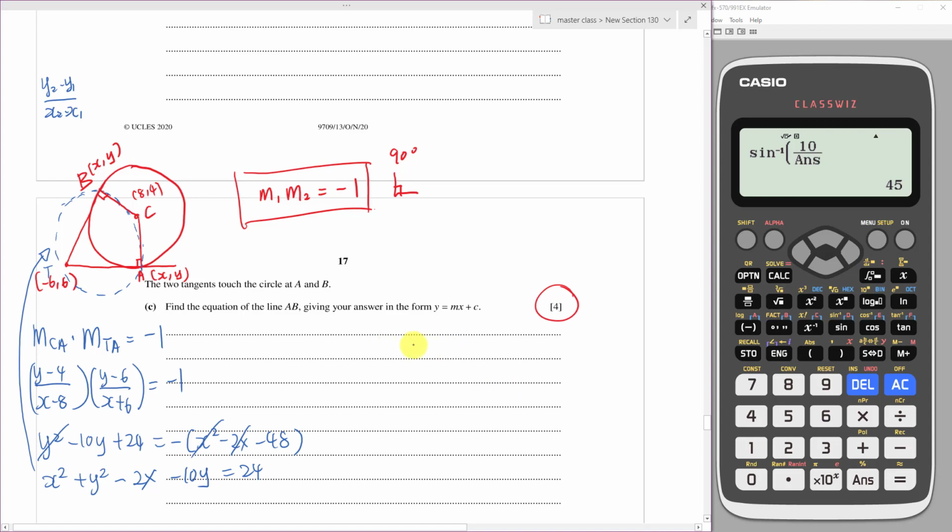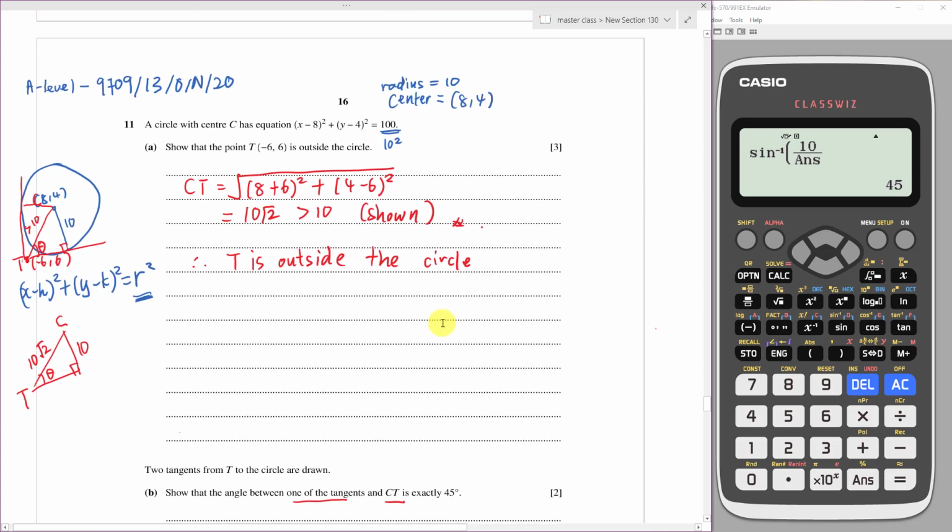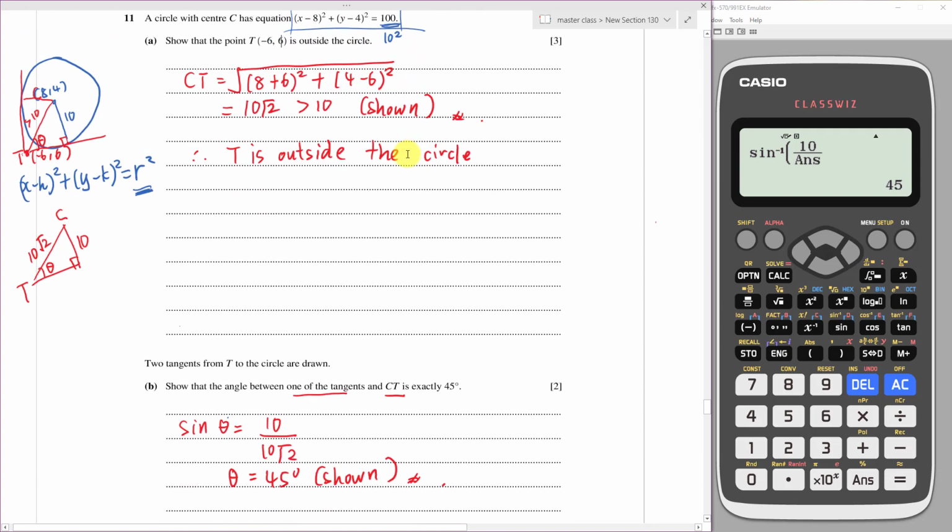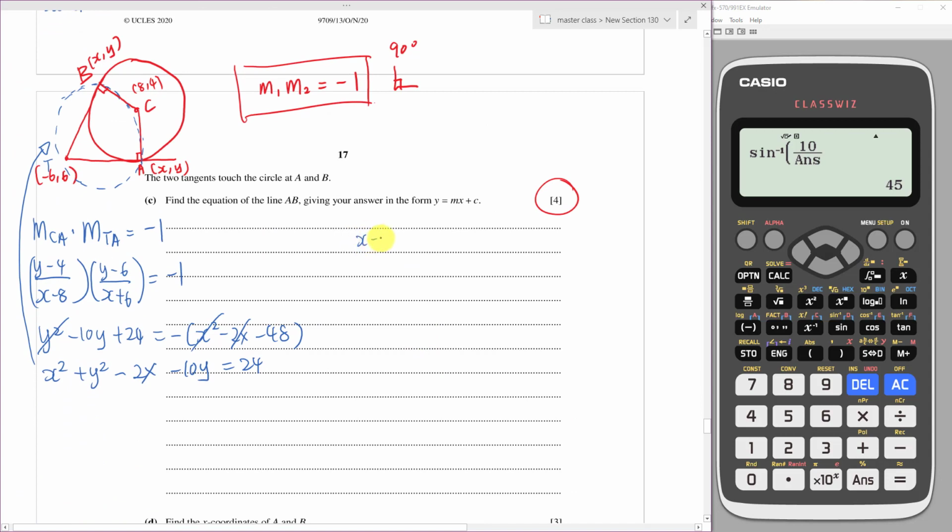Alright, so what I want to do right now is, maybe I will just copy it down. Okay, never mind. I will just expand this equation so that I can use the elimination method. So it will be x minus 8 squared plus y minus 4 squared equals 100, isn't it? If I expand this, it is x squared minus 16x plus 64 plus y squared minus 8y plus 16 equals 100. Okay, so I will rearrange everything into this pattern and then do elimination.